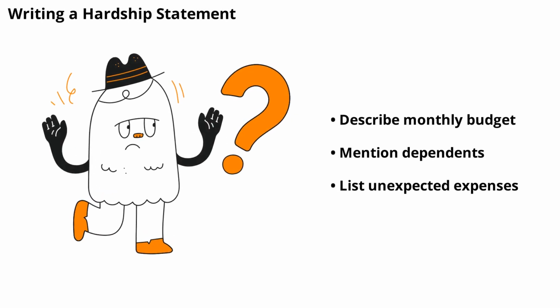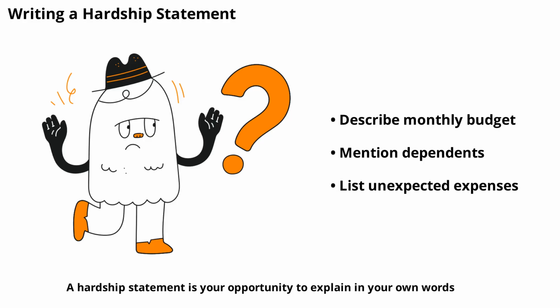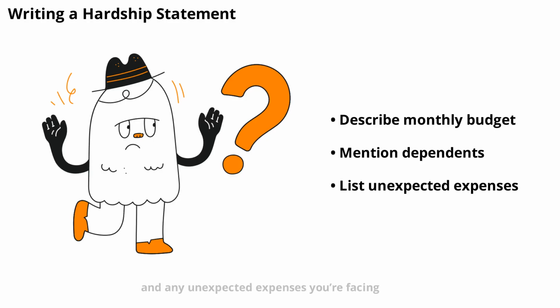A hardship statement is your opportunity to explain, in your own words, how repaying the overpayment would affect you. Be honest and specific. Talk about your monthly budget, any dependents you support, and any unexpected expenses you're facing. This personal touch can help the SSA understand your situation beyond just the numbers.